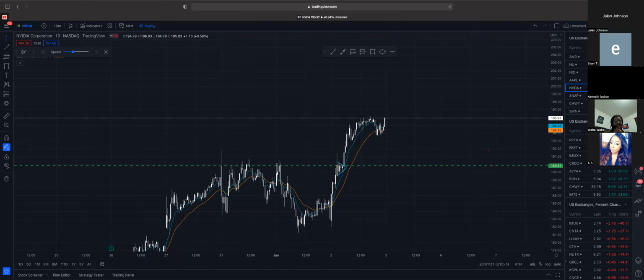Yeah, I didn't trade Nvidia today. I definitely missed this trade, and I'm so mad because this was my number one. This was my trade of the week. I always have a trade of the week, and this was plotted as my trade of the week. And I was too busy trading other things.